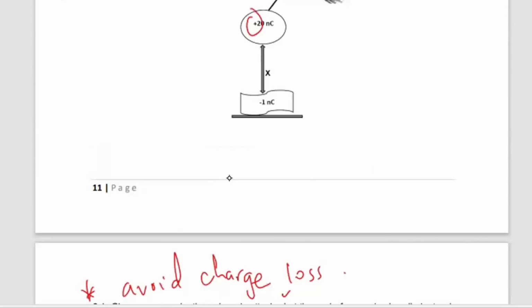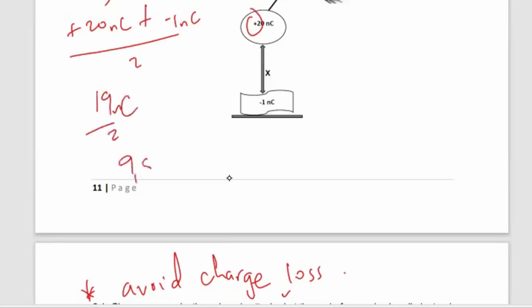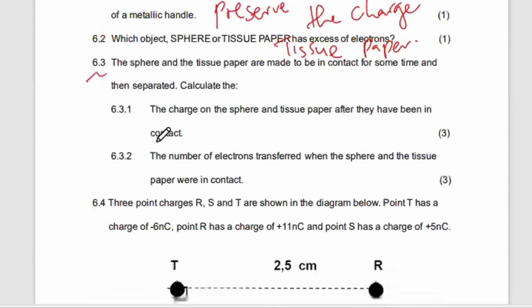Okay, 6.3.1, we're saying get a positive 20 nanocoulomb plus a negative 1 nanocoulomb, then divide by 2. So 19 nanocoulomb divided by 2, which gives me 9.5 nanocoulomb positive.